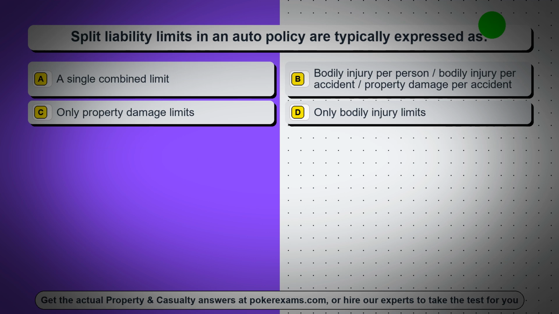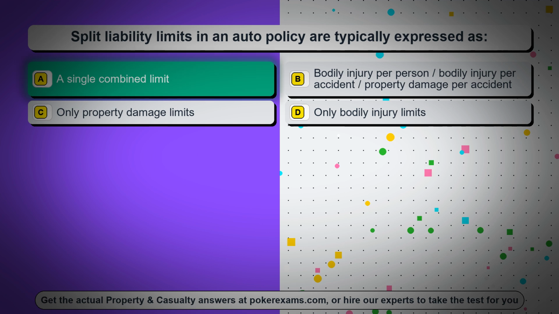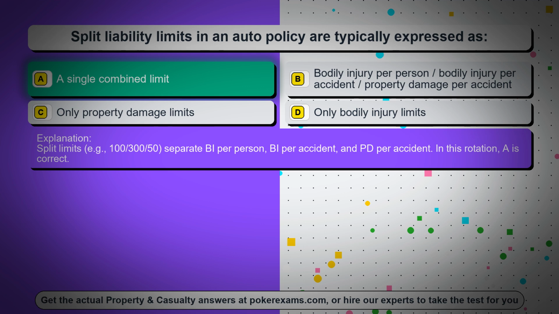Question 28. Split liability limits in an auto policy are typically expressed as, option A, a single combined limit, option B, bodily injury per person / bodily injury per accident / property damage per accident, option C, only property damage limits, option D, only bodily injury limits. The correct answer is option A, a single combined limit. Split limits, example, 100/300/50, separate by per person, by per accident, and PD per accident. In this rotation, A is correct.